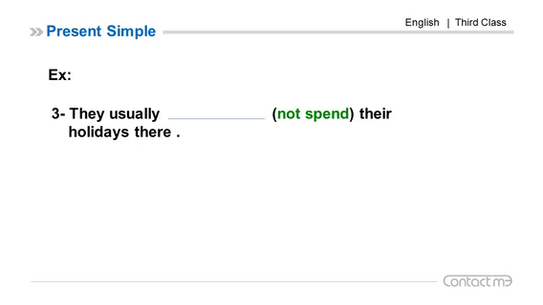Now we have they. So the answer: they usually do not spend their holidays there. They usually do not spend their holidays there. Present simple negative sentence.